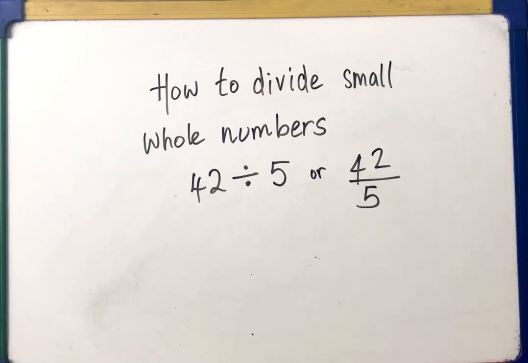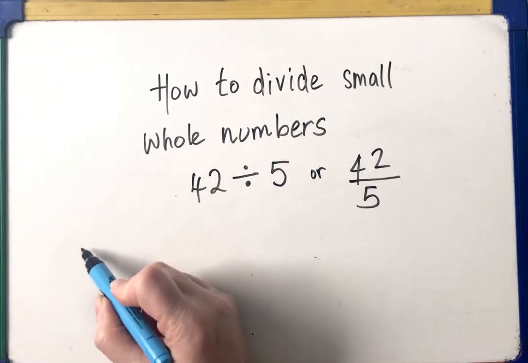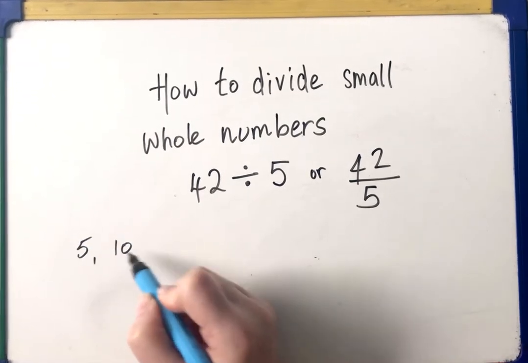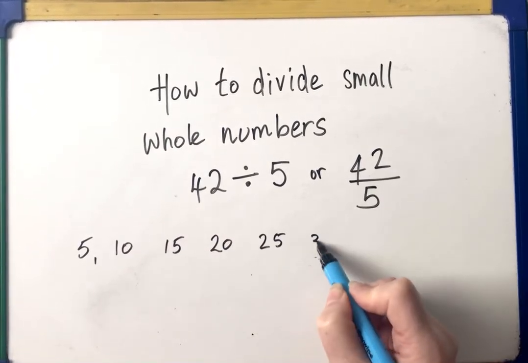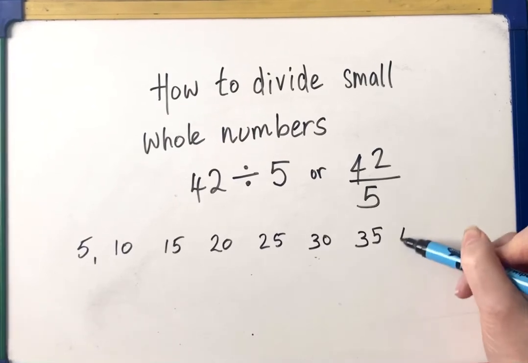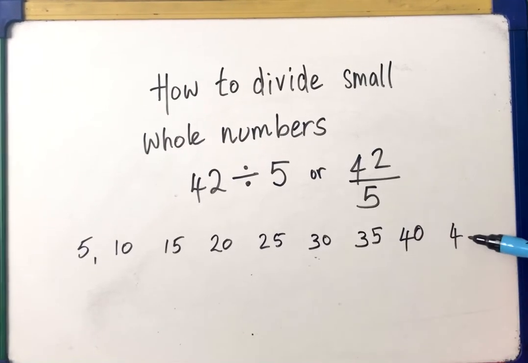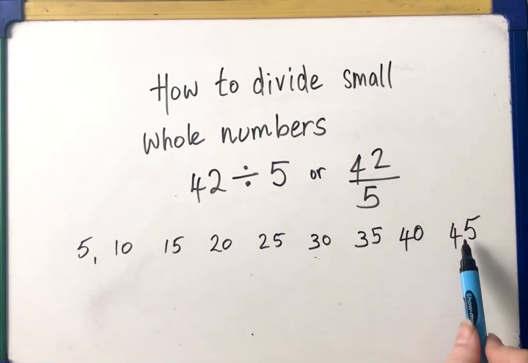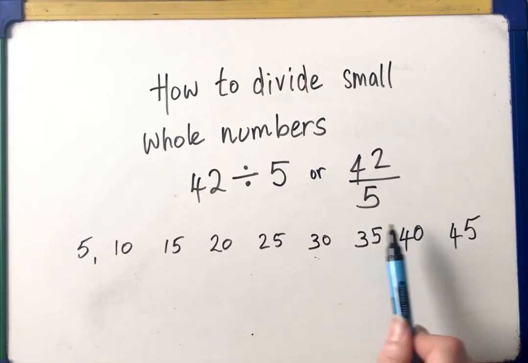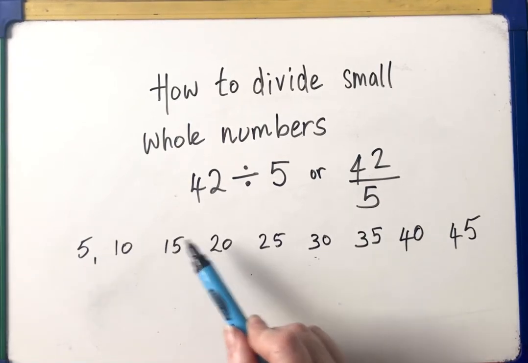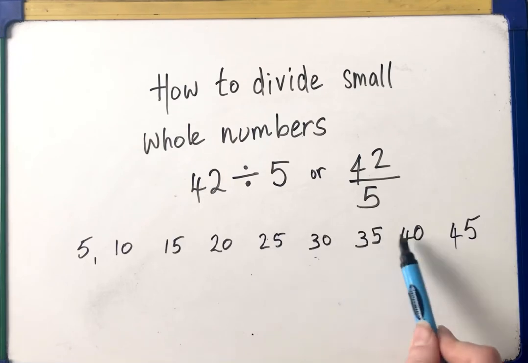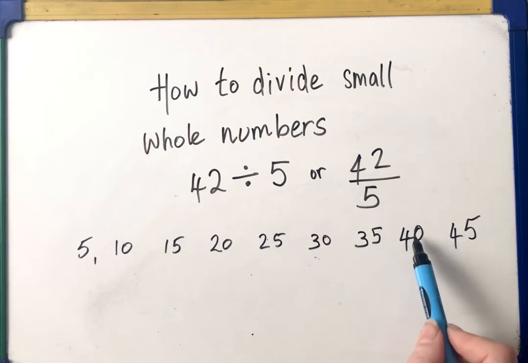So if I know my 5 times table, that's quite easy. If I don't know my 5 times table, I'm going to write out the numbers. So I might write 5, 10, 15, 20, 25, 30, 35, 40, 45. Well, 45 is too big. So that's how many times it goes in. So I'm just going to count how many numbers there are. 1, 2, 3, 4, 5, 6, 7, 8. So 8 times 5 is 40.